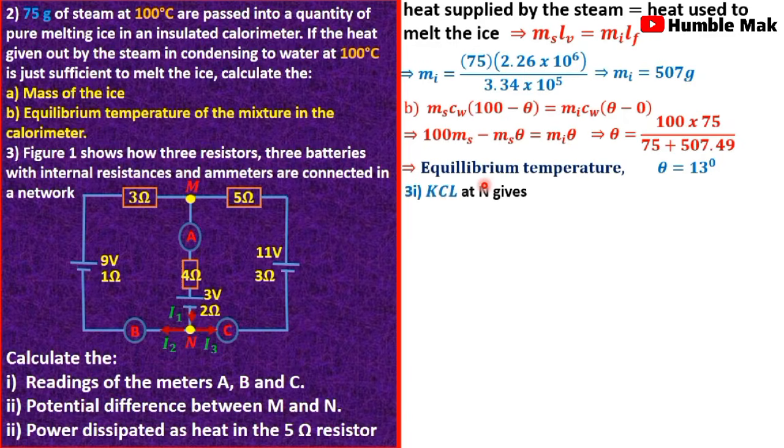So friends, now according to Kirchhoff's current law, if we look at junction N, the law simply says that the sum of the currents entering a junction is equal to the sum of currents leaving that particular junction. So what I'm saying is that I1 is entering junction N, while I2 and I3 are moving out, right? So we can say that I1 has to be the same as I2 plus I3. Let's call this equation 1.